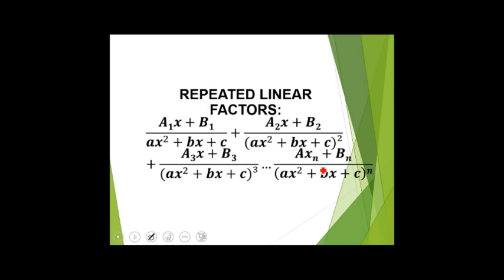Our fourth and last case is when the denominator has repeated quadratic factors. We can express the rational fraction into partial fractions using the expression A sub 1 x plus B sub 1 all over x squared plus bx plus c, plus A sub 2 x plus B sub 2 all over quantity x squared plus bx plus c to the second power, and so on.